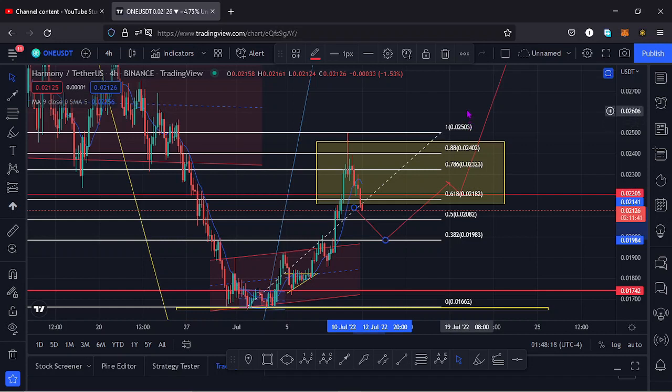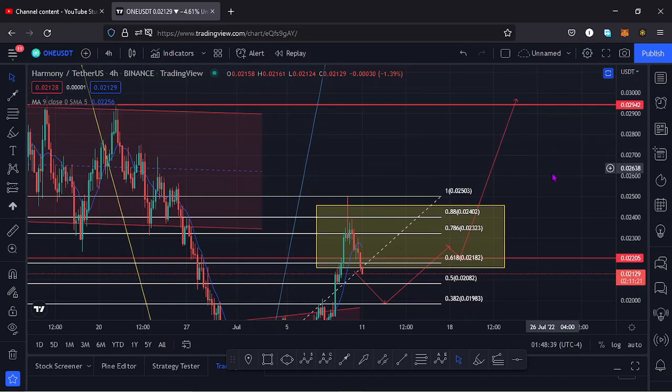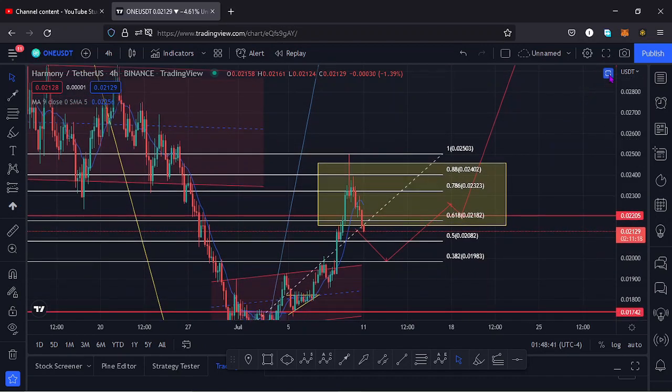and that would be very positive, because you can see from the moment we touched the $0.016 mark, we have been trying to make highs each and every day, and that would mean that the buyers are trying to outdo the sellers. So it's possible that soon we might see that breakout to around the $0.03 mark. Also, taking a look at the indicators.